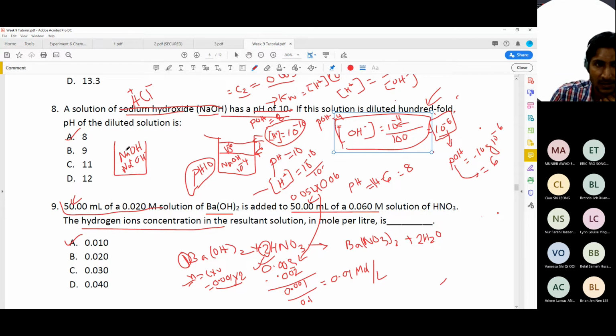Sodium hydroxide means sodium and hydroxyl ion. And since there is hydroxyl ion, when I am adding water, only this hydroxyl ion gets diluted. There is no hydrogen ion here, so hydrogen ion has nothing to do with that. If you are diluting by 100 times, it is a totally different thing. You are diluting hydrogen ion, which is not there. Oh, okay. I get it now, sir. Thank you.